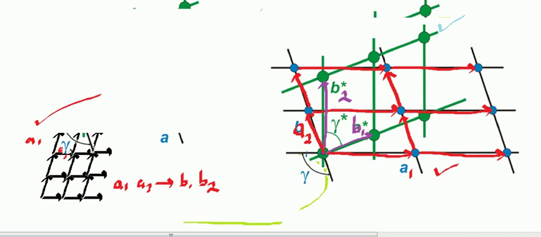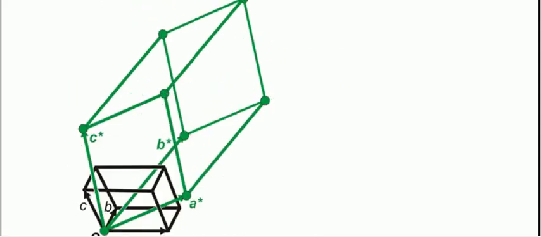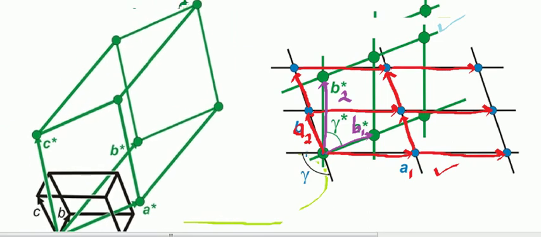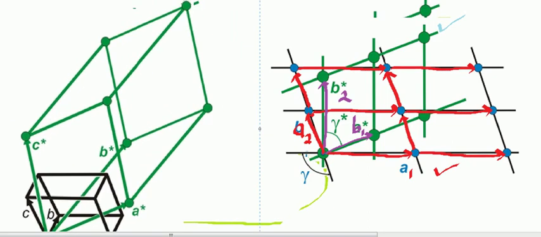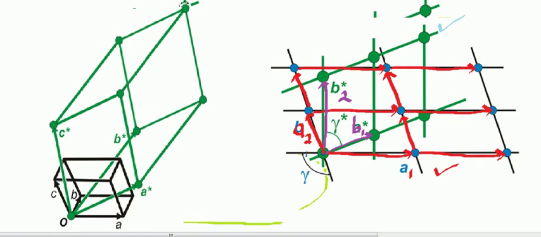Let us look at 3D. Here is a 3D diagram for the reciprocal lattice vectors, and you see something interesting happening here. In the 3D diagram, you have three vectors.